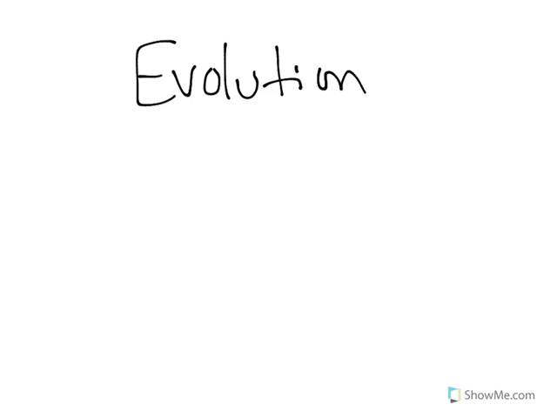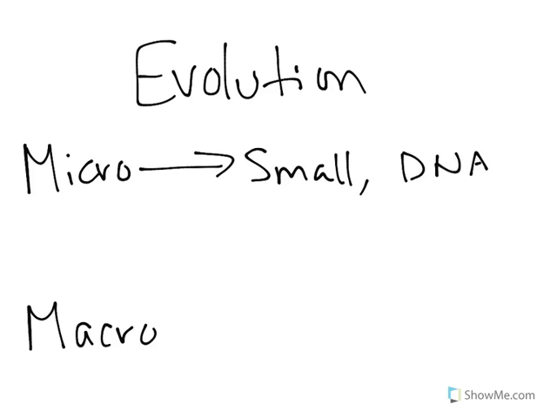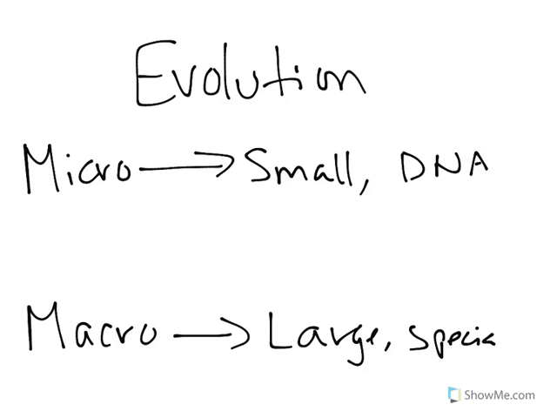So when we look at evolution, we can look in two different ways. We can either look at microevolution or we can look at macroevolution. Microevolution is going to be looking at the small details, like DNA. Macroevolution is going to be looking at large-scale things, like speciation. That whole, which came first, the chicken or the egg, right?